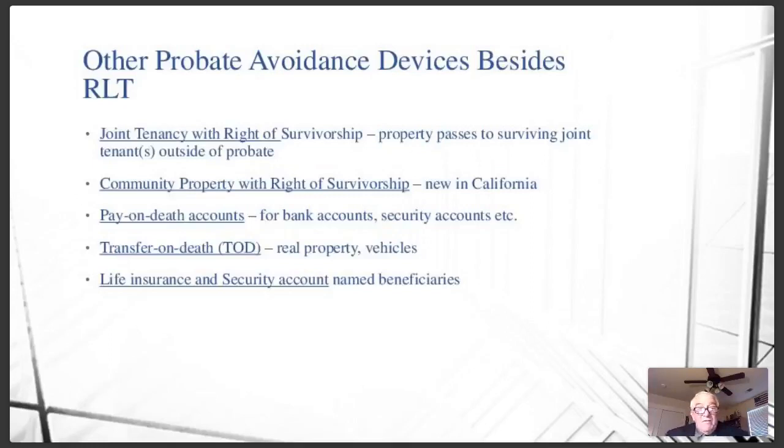For real property and vehicles that are titled, a transfer on death or TOD beneficiary can be set up with the DMV or whoever's are recorded, or whoever else holds title to titled assets. Of course, life insurance policies, security accounts, and the like, you can file a named beneficiary with the account holder, and the transfer will take place outside of probate.